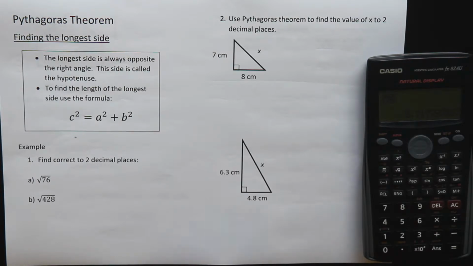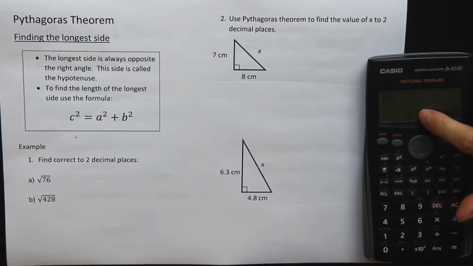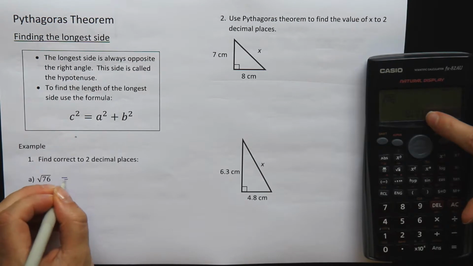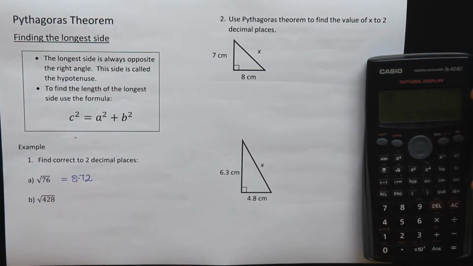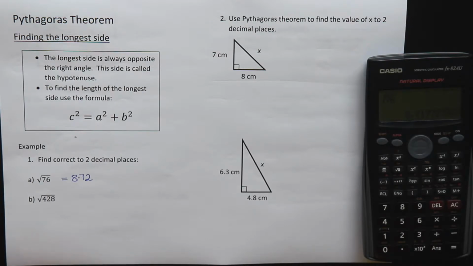Now to 2 decimal places, the 7 is the first decimal place, the 1 is the second decimal place, and after that I have a 7. So because I want to cut it off here after the 1, my next number is larger than 5, so I'll have to round this up to be 8.72 to 2 decimal places.